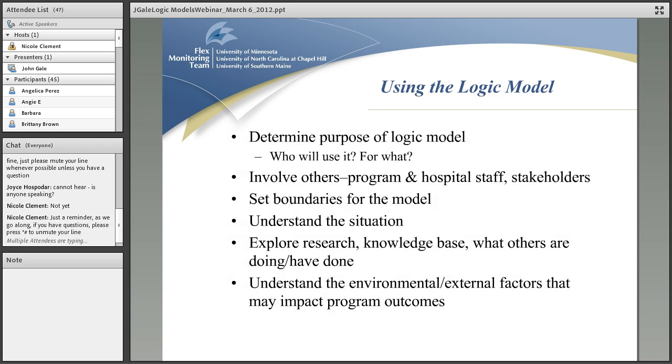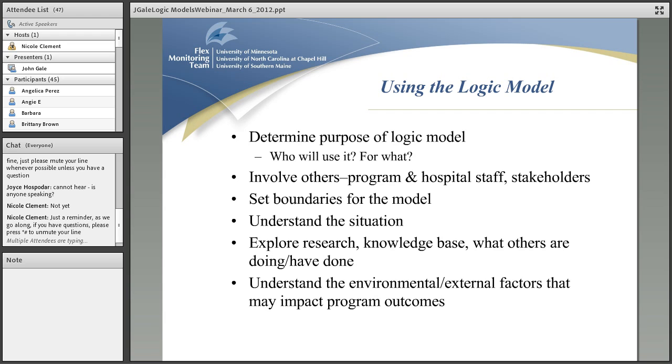So in using the logic model, there's some important points I think it's worth exploring. Determining the purpose of the model, who'll use it for what, how will it be used, in what situations. Is it an evaluation tool? Is it a planning tool? Are you using it to describe and sell your program, if you will, to others, to convince policymakers? It's important to know how it'll be used. It's got to be done with the involvement of the people who it will affect. So your own internal staff should be involved, hospital staff, any stakeholders that might be involved.